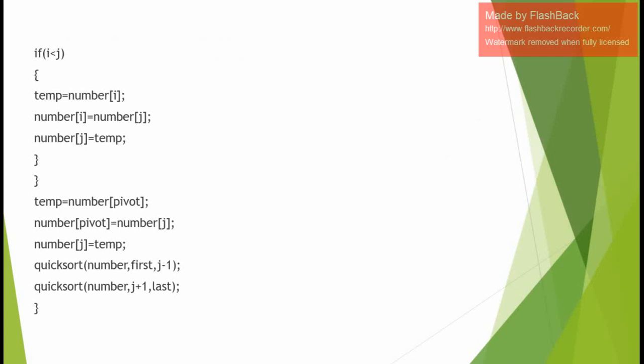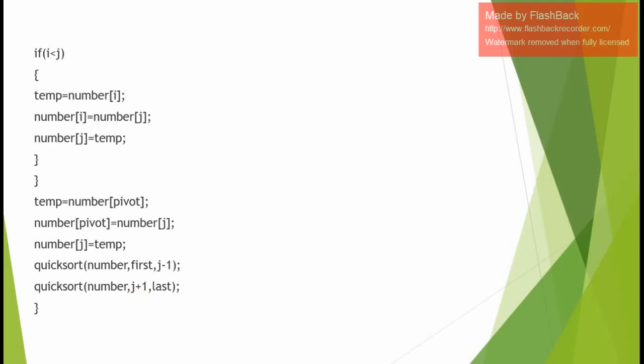Now apply the same method. If i is greater than j, what we have to do? We have to swap a of j with the pivot element, that is the method there. Now quick sort of a, first to j minus 1, and quick sort of a, j plus 1 to last.